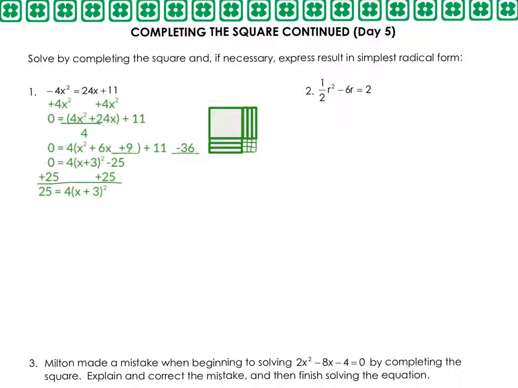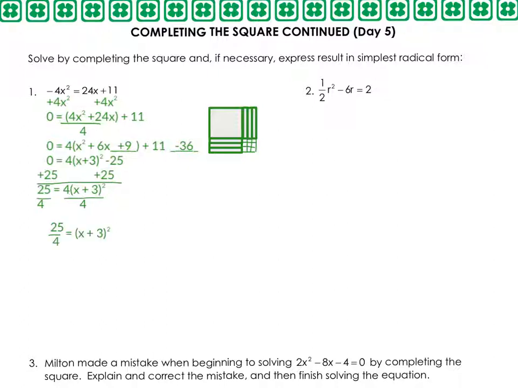The next thing I need to do is divide each side by 4. I get 25 over 4 equals x plus 3 squared. And now I have to do the inverse for the squared to get rid of it. So I'm going to square root both sides. And when I do that, I get the plus minus, because remember, I can square 5 halves and get 25 over 4, but I can also square negative 5 halves and get 25 over 4. So it is a fraction, but that's okay.